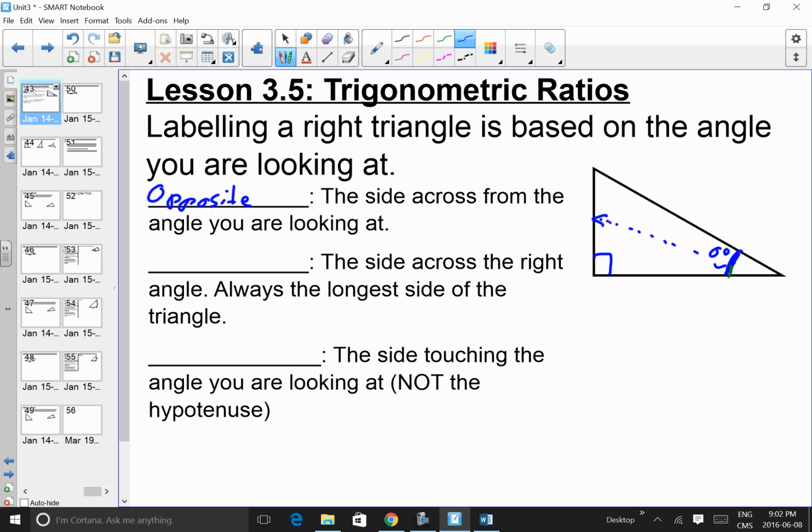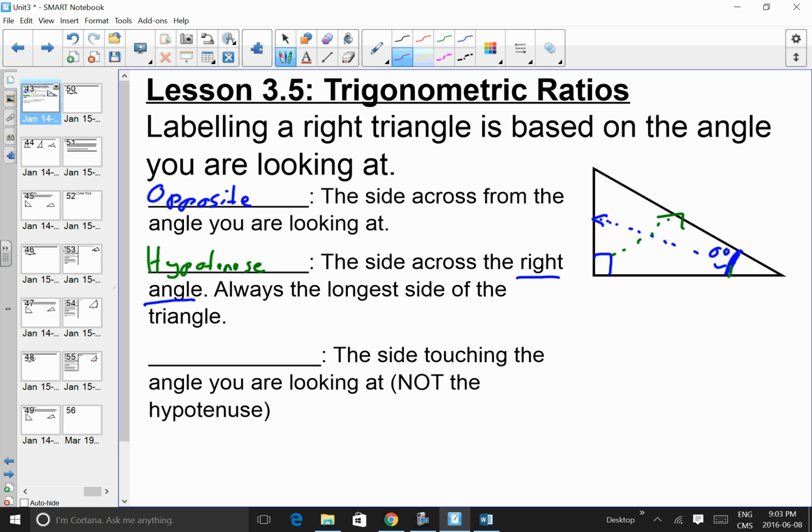Now, the side across from the right angle, we already have the name for that. That's the longest side in the triangle. So if the right angle is looking across the street and he's checking out that big side over there, that one is called the hypotenuse. But you knew that already.